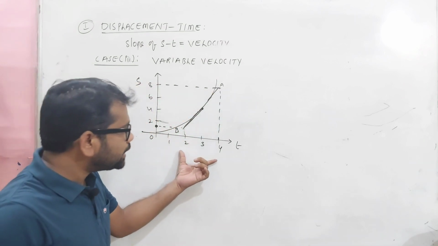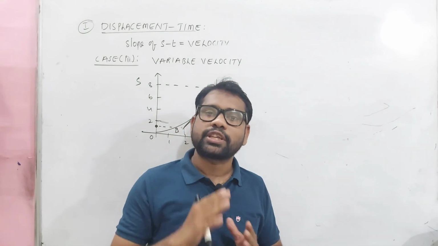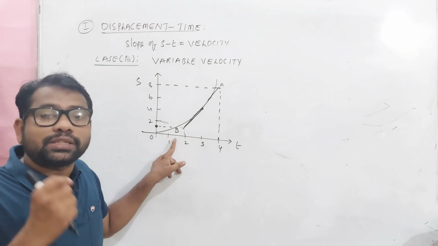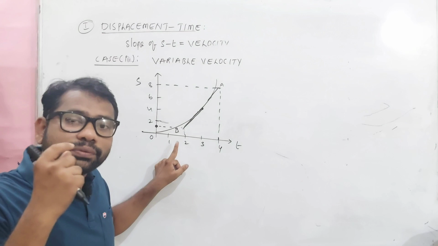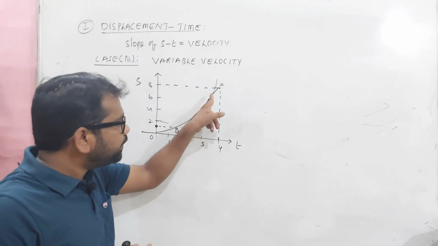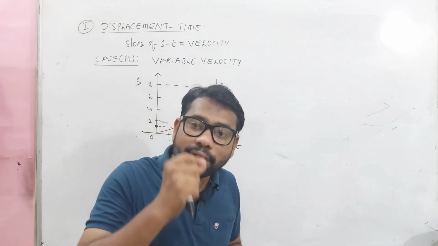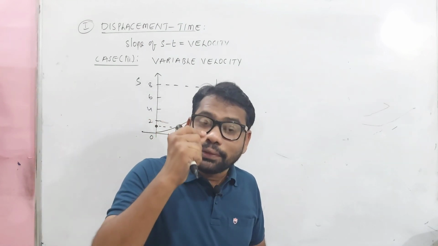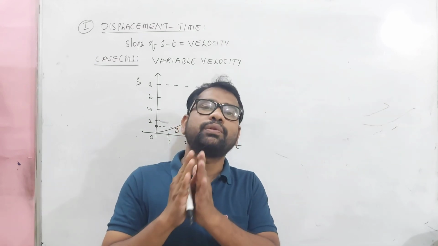So again, let us apply the same formula: slope is equal to y2 minus y1 by x2 minus x1. That means at any point, you have to draw the tangent and then you can calculate the slope. For different points, you draw the tangents and we will be getting different values of slope. So which means what here? We will be getting different values for velocity, which means the body is moving with variable velocity.